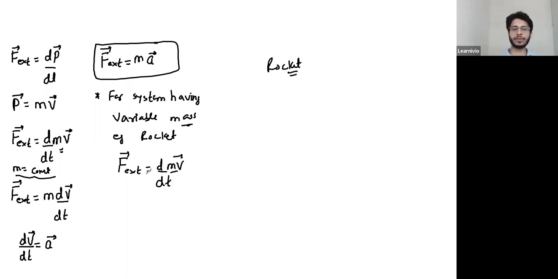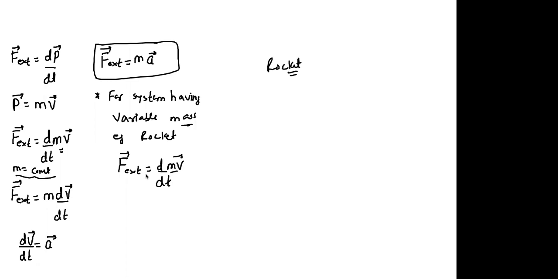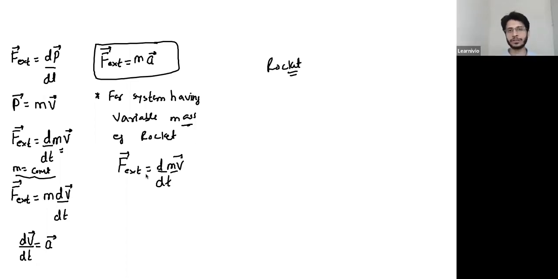Can I take V, velocity, outside? Yes or no? No, obviously no. The body is moving, its velocity is changing. If you apply force on a body, then its velocity will change. So you can neither take this M outside nor this V outside. So you have to differentiate both M and V, and you have to use the product rule.